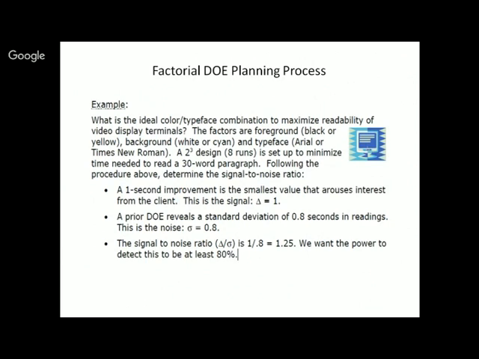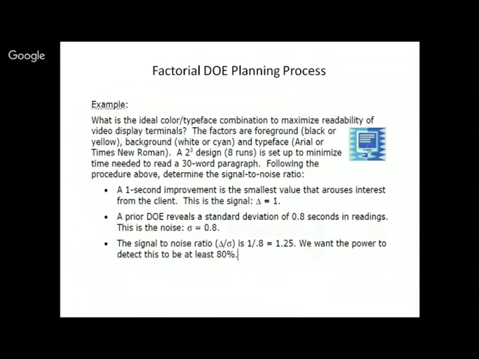In this particular example, a 1 second improvement is the smallest value of interest to the client. That means this is our signal. Delta is equal to 1 second. A prior DOE reveals a standard deviation of 0.8 second in readings. That means our noise is 0.8. So the signal to noise ratio is 1 divided by 0.8, which gives you 1.25.